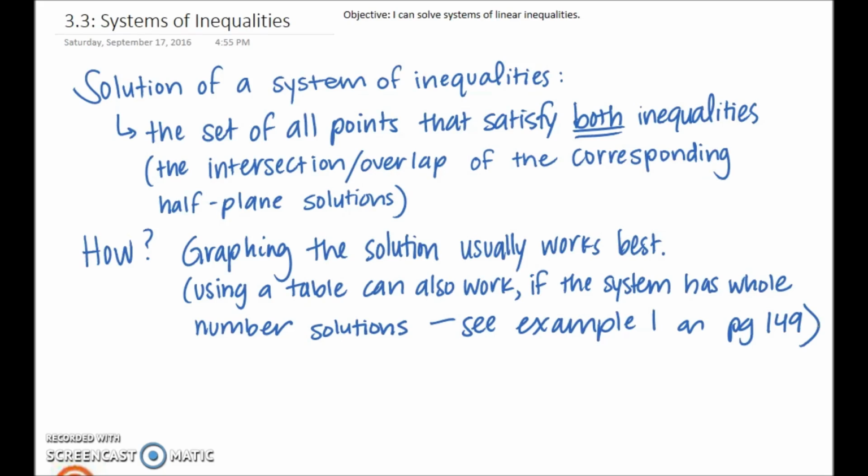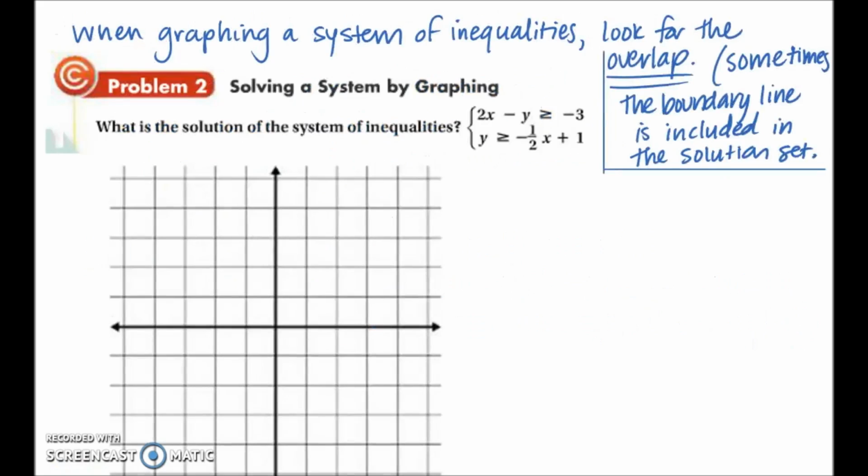And how are we going to go about solving for this system of inequalities? We're going to graph, typically, because that usually works best. There's also another option that would be using a table. That works if the system has whole number solutions. We're not going to be discussing that in today's video, but you can feel free to take a look at it in example 1 on page 149. So like I said, when we're going to graph a system of inequalities, you want to make sure you're looking for the overlap of the shading. Sometimes the boundary line will be included in the solution set.